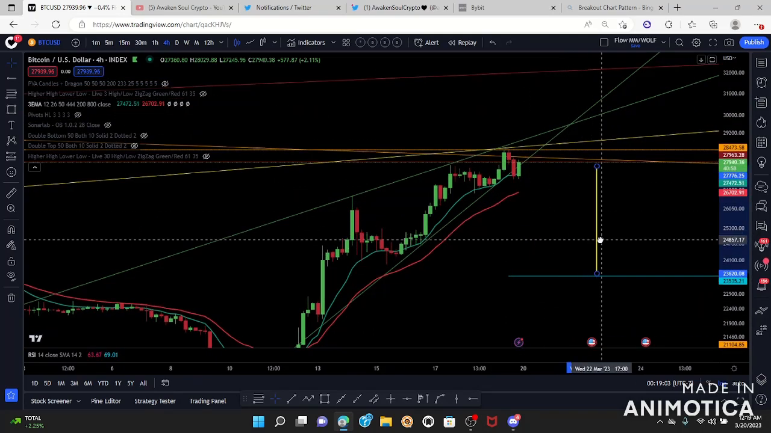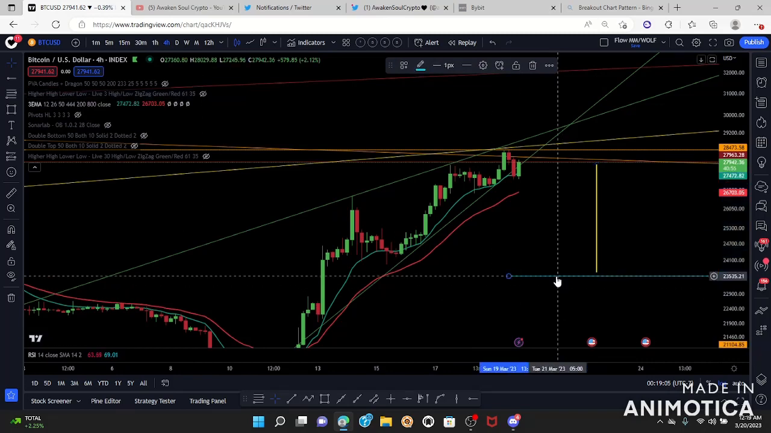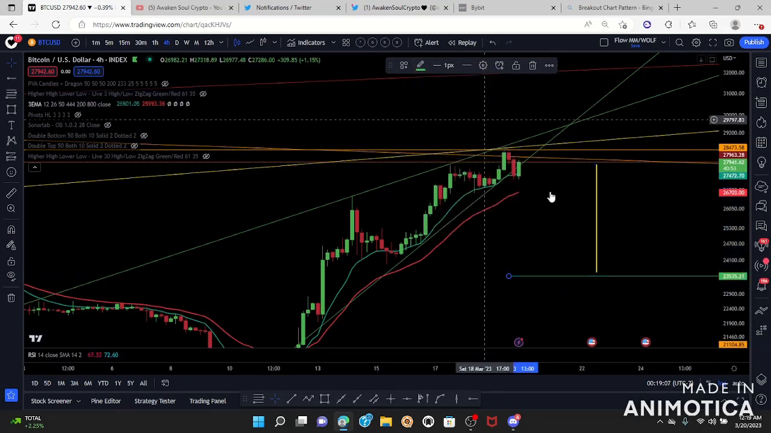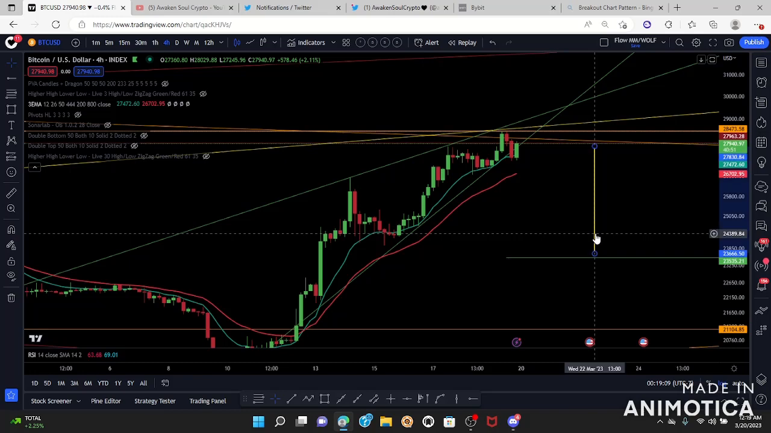Okay, we're gonna move it to the side. I'm gonna place this green so we know it's the 4 hours. Green.